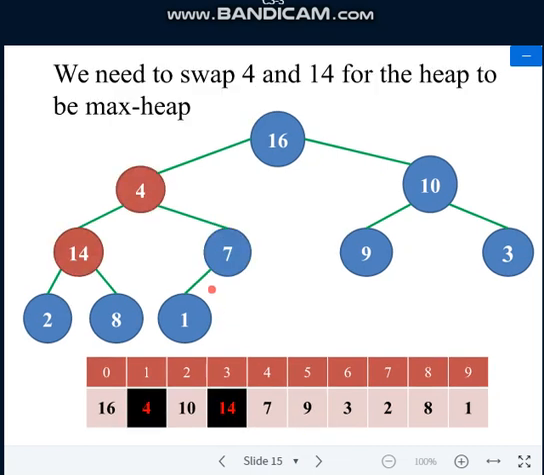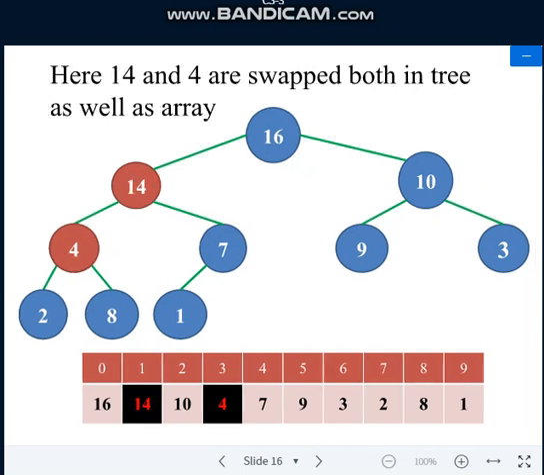Look at the next slide. We found that 14 is the greatest, so we are swapping that value 14 with the parent node. In the array also you need to swap. Once it is swapped, this is how the tree looks and this is how the array looks. So 14 and 4 are now swapped. Now again you will have to check the next subtree here.